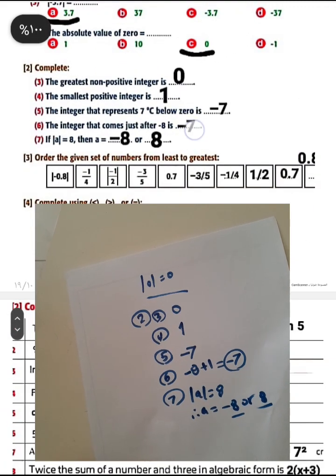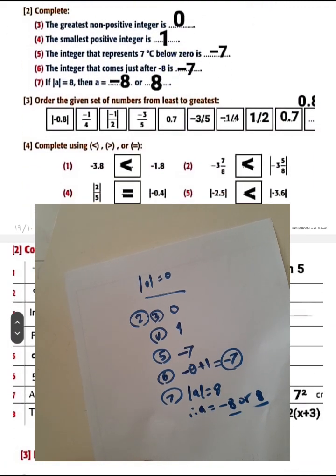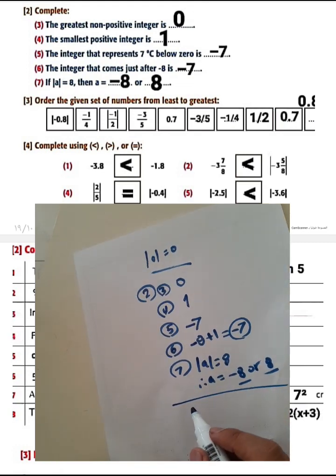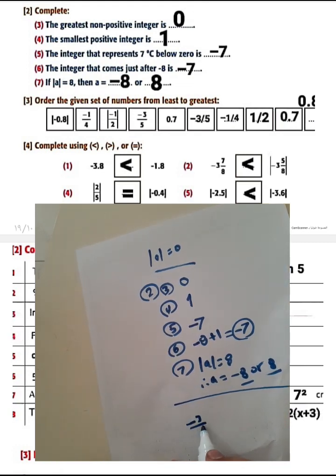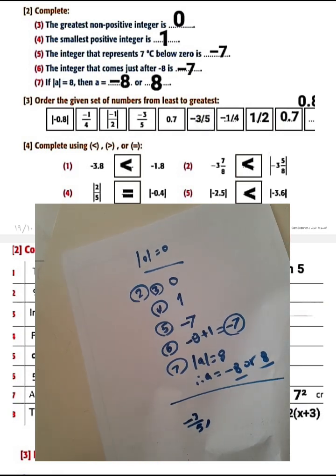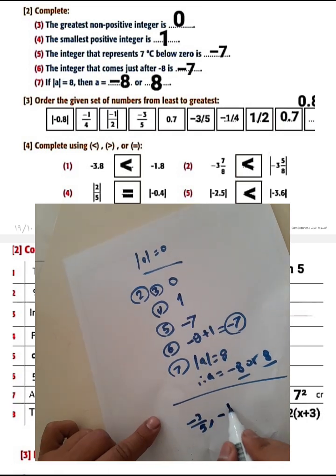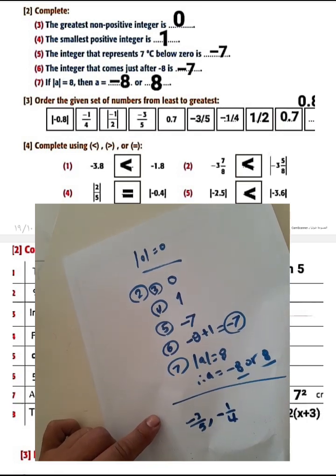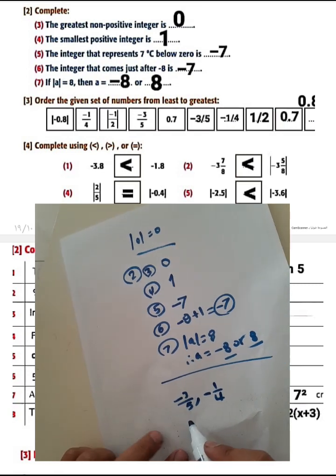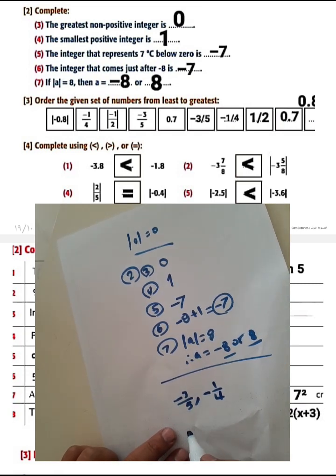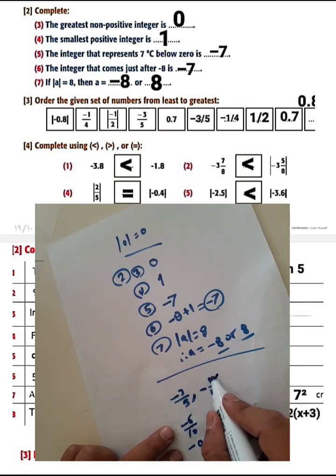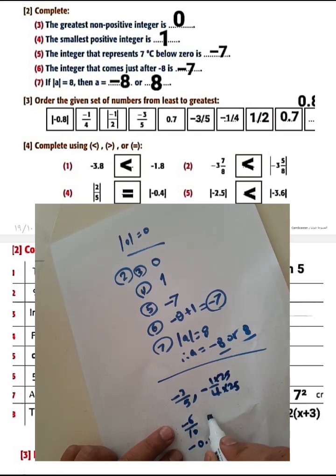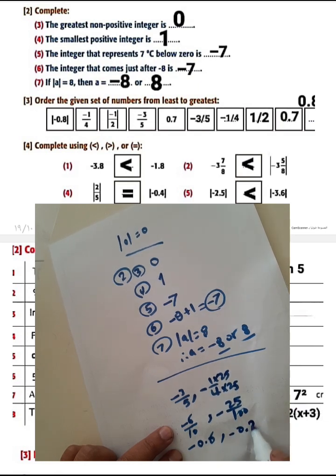Order the given numbers from least to greatest. We can write first the smallest number here, negative 3 over 5. It's first, and we know negative 1 over 4 comes behind it, because negative 3 over 5 we can convert from fraction to decimal by multiplying numerator and denominator by 2. It will be negative 6 over 10, which is negative 0.6. And for the fourth, multiplying numerator and denominator by 25, it will be negative 25 over 100. It will be negative 25 hundredths.